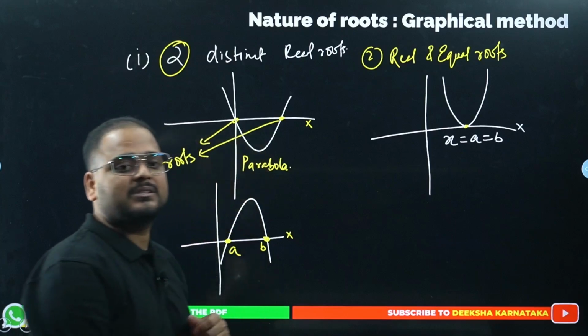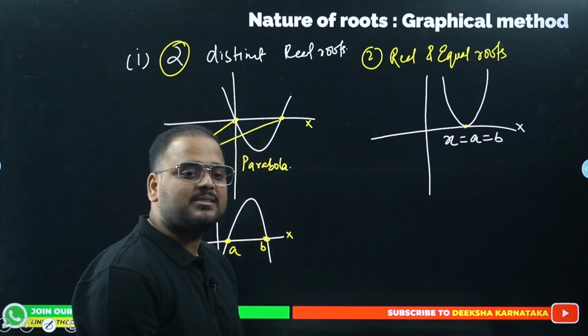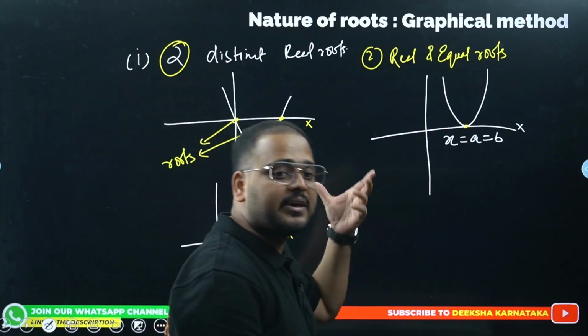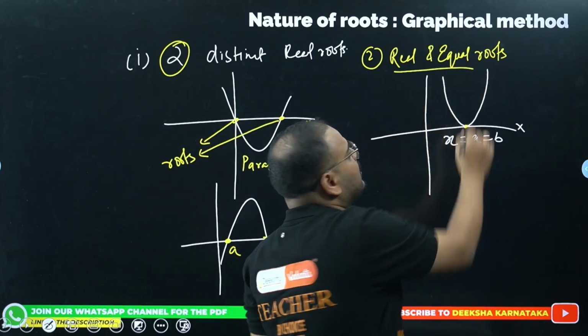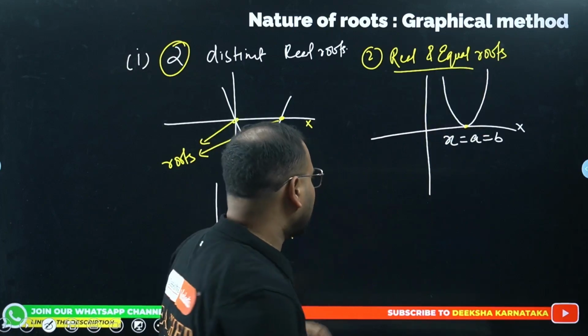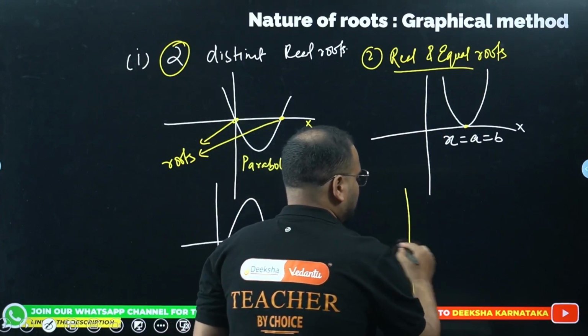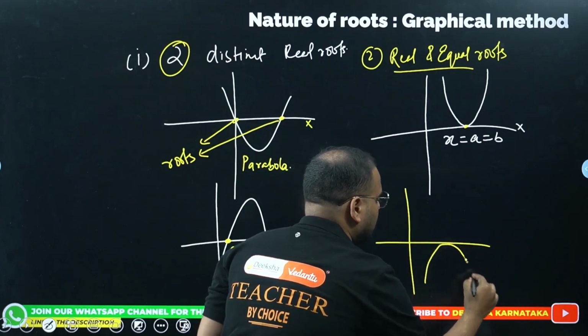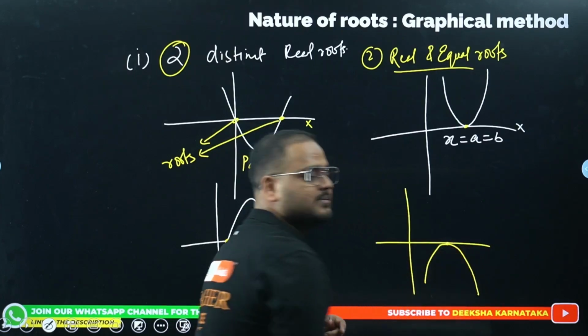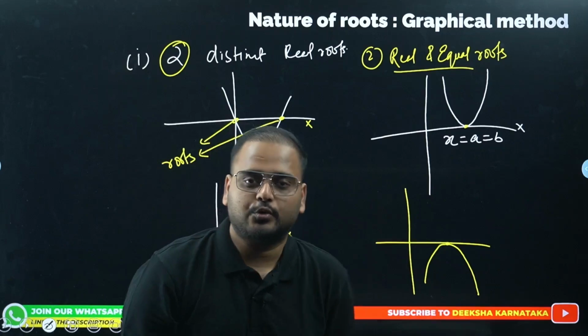When that happens, that type of graph gives me a case of quadratic equation which has real and equal roots. I can have an opposite one also, where the parabola is touching over here like this. Okay, inverted is also true.